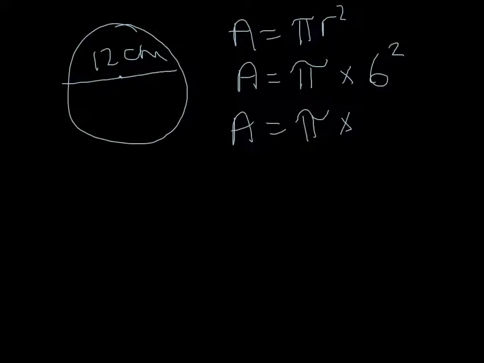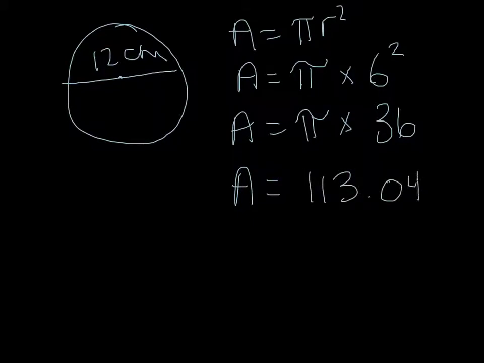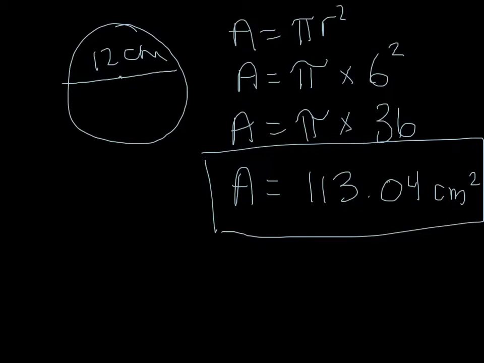Not 6 times 2, 6 times 6. So 6 times 6 is 36. My last step is to multiply 36 times pi, which comes out to 113.04. We always need our units, and because it's area, it needs to be squared. So the area of a circle with a radius of 6 or a diameter of 12 is 113.04 centimeters squared. So we're done with today's lesson. You can head on to the practice for section 4.5, and if you have any questions, just come to class and let me know.